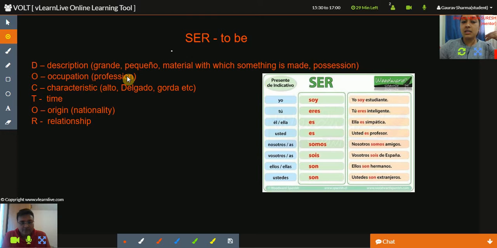Now, tú eres inteligente is either a description or, say, a characteristic description of the person. Yeah? So the description use of the verb ser is tú eres inteligente. Then, ella es simpática, that you can see here. Again, it means she is polite or she is kind. So that is description, your description or your characteristic.